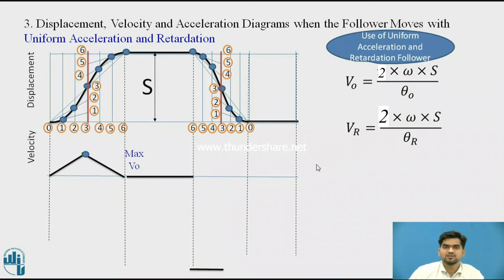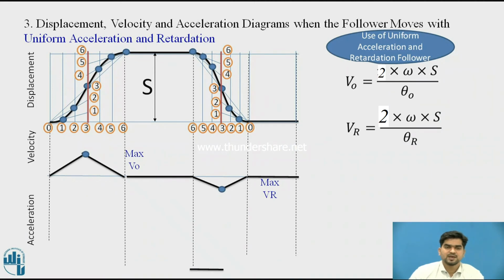Then again we have to calculate the velocity for the return stroke. So for the middle of the return stroke, draw the point. This is the maximum velocity during the return stroke, this point indicates. So we are getting the diagram like that. Again this line indicates the velocity is 0 for the dwell period. So this will give you the velocity diagram.